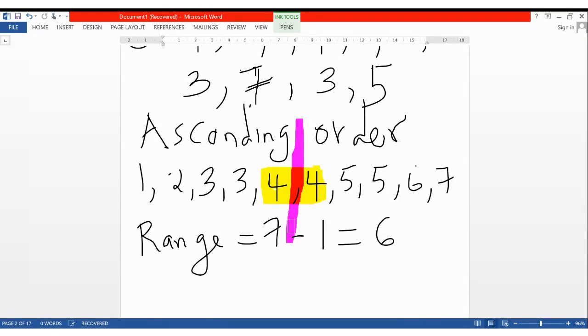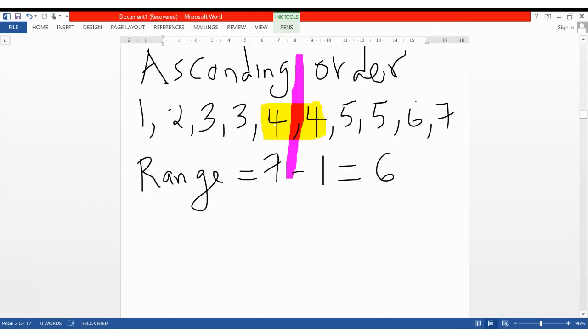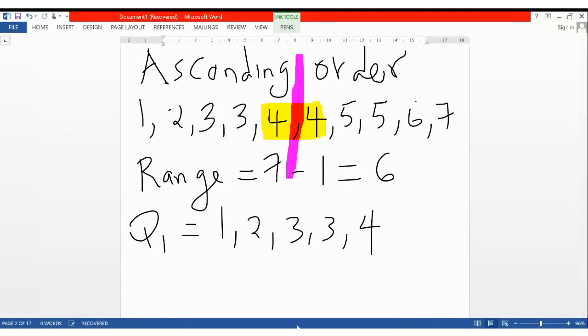Now I want to do Q1. Consider these numbers here. Q1 falls on the lower quarter, so it is falling here. So consider these numbers on the left-hand side. Can someone give me the median for those numbers? 1, 2, 3, 3, 4. If you give me the median for those numbers, it will be Q1.